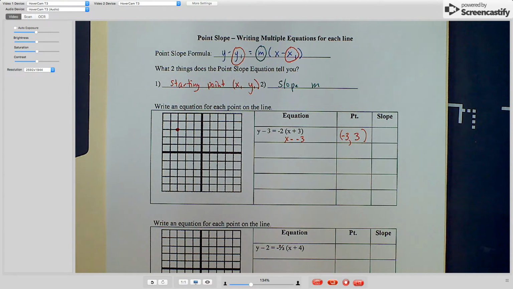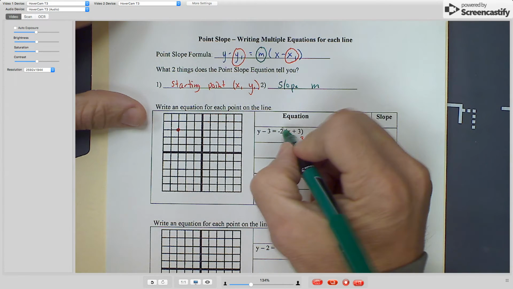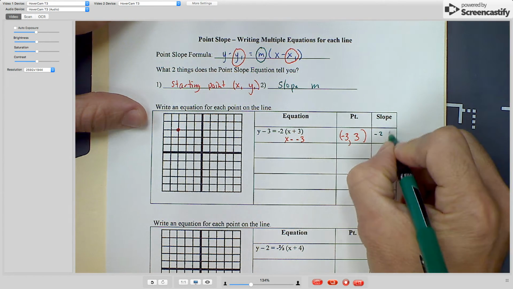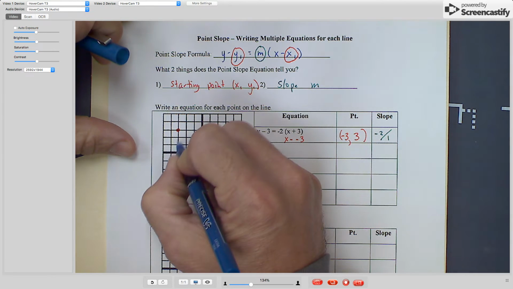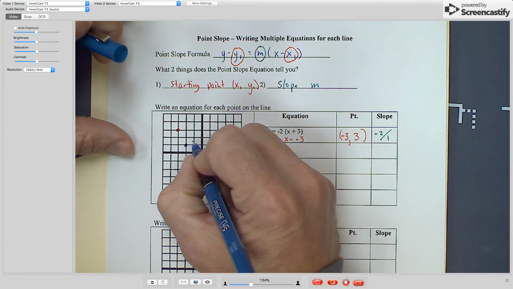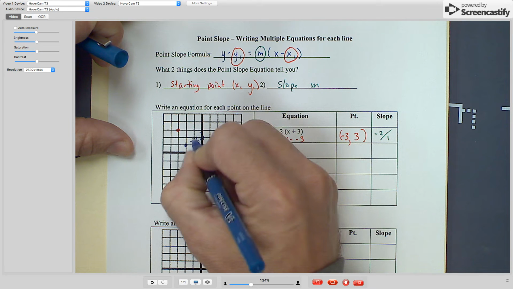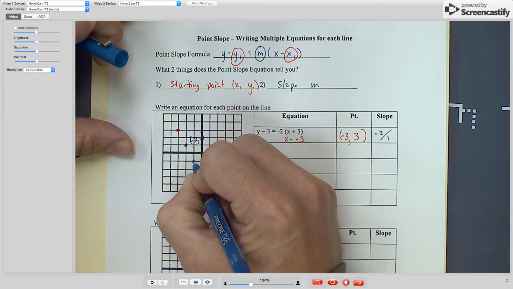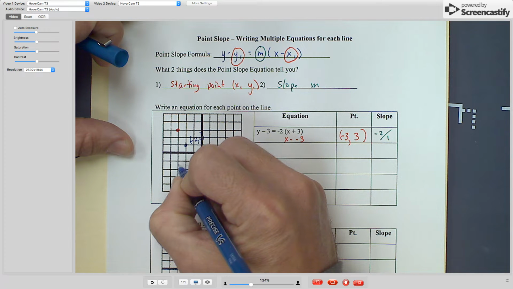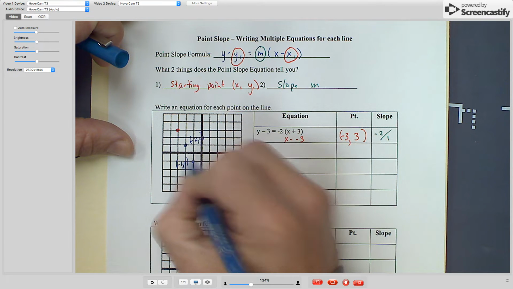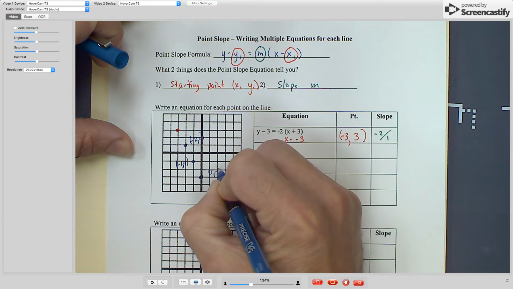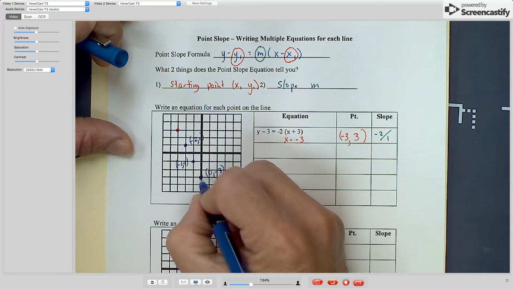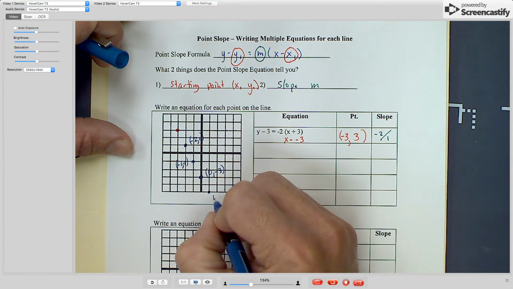My slope is negative 2, or negative 2 over 1. And let's make some points based on that. So slope negative 2: down 2, right 1. There's a point. Those coordinates are negative 2, comma positive 1. Down 2, right 1. These coordinates are negative 1, negative 1. Down 2, right 1. The coordinates here are 0 and negative 3. And then down 2, right 1. The coordinates here are positive 1 and negative 5.